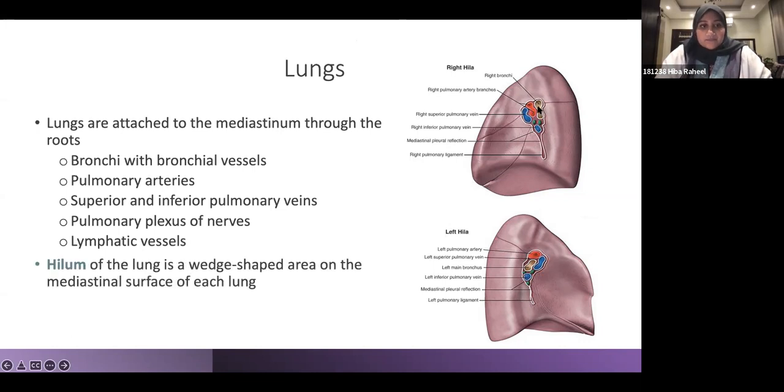The hilum of the lung is a wedge-shaped area on the mediastinal surface of each lung. It's present on both, but the orientation of the contents sometimes differs. As you can see here, the bronchi, the artery, and the vein are next to each other. Over here, they're on top of one another. This may come as an OSCE question, by the way, but since it's not the focus of your anatomy lecture, I'm not going to go into it.